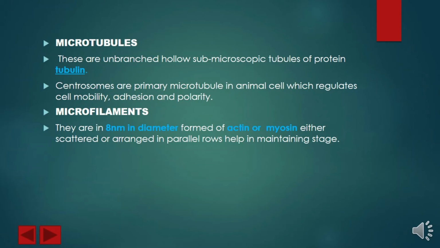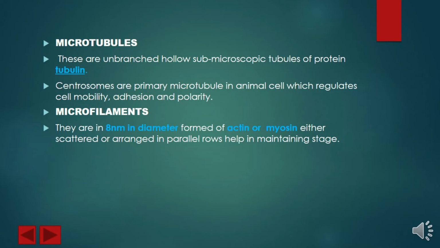Centrosomes are the primary microtubule organizing center in animal cells, which regulates cell mobility, adhesion and polarity of the cell. Now coming to microfilaments, they are 8 nanometers in diameter and formed of actin or myosin, either scattered or arranged in parallel rows, and help in maintaining the shape of the cell.